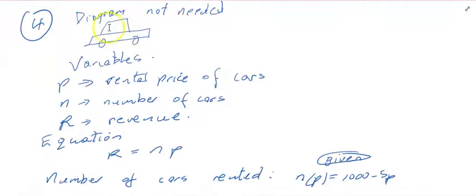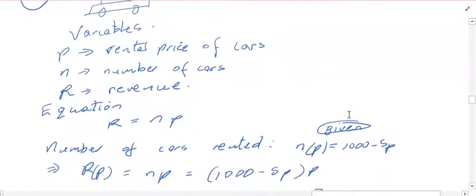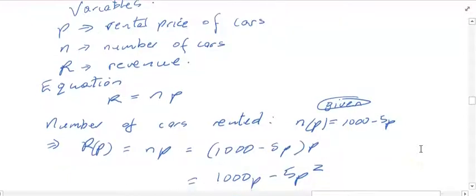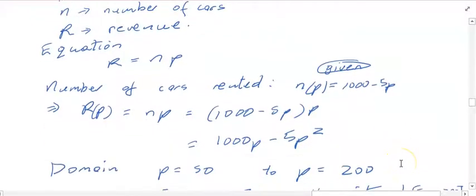For this problem, a diagram is not needed, so I just drew a little box car right here. Variables: P is the rental price of cars, N is the number of cars, R is your revenue. The equation is R is equal to N times P. The number of cars rented is N of P equals 1000 minus 5P. R of P is equal to N times P. That's going to be (1000 minus 5P) times P, which is equal to 1000P minus 5P squared.